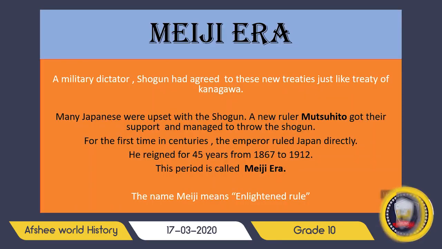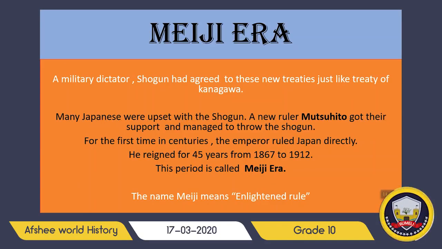Now we talk about the Meiji Era. So what was the Meiji Era? Many Japanese were upset with this treaty. At that time the military dictator was the Shogun, and the Japanese were upset with him because he had agreed to these treaties. There was another figure, an emperor, and his name was Mutsuhito. Mutsuhito got the support of the Japanese people who were upset with the Shogun, and he managed to overthrow the Shogun.